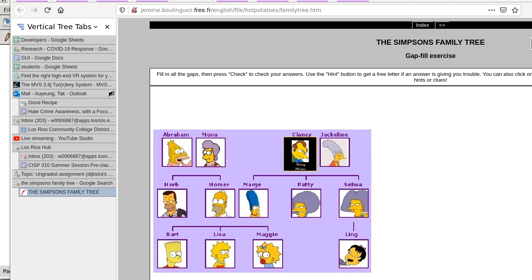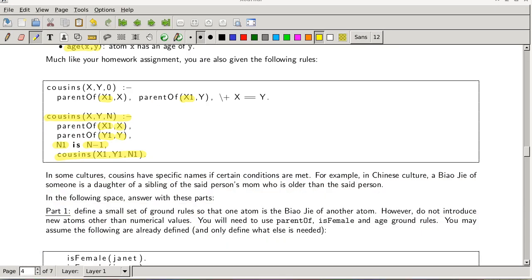Does that make sense? Are there any questions about how this picture is used as an example to illustrate the second rule, which is cousins x, y, and how that works? All right, I'm assuming it's all good.